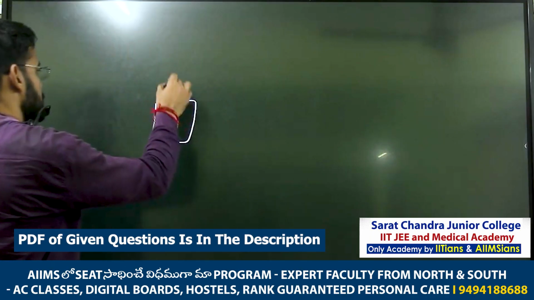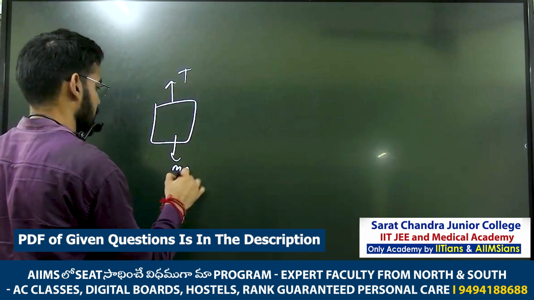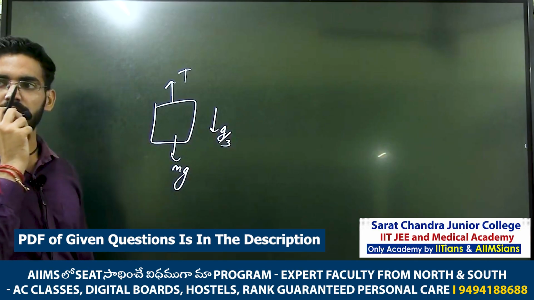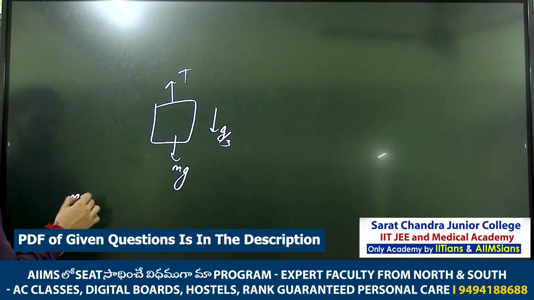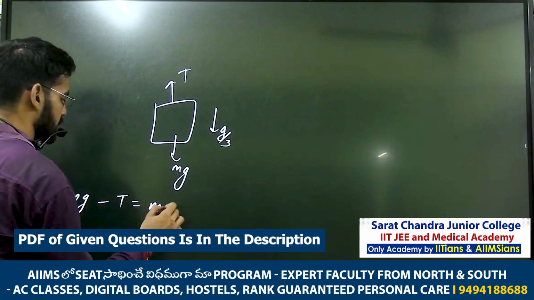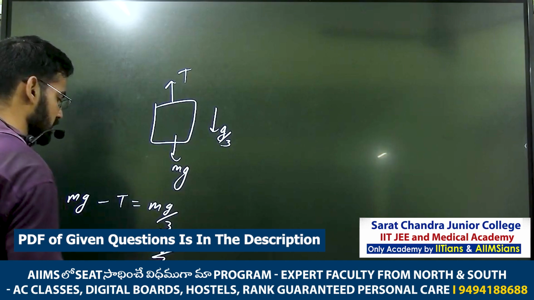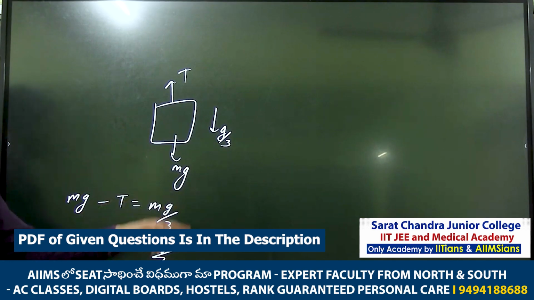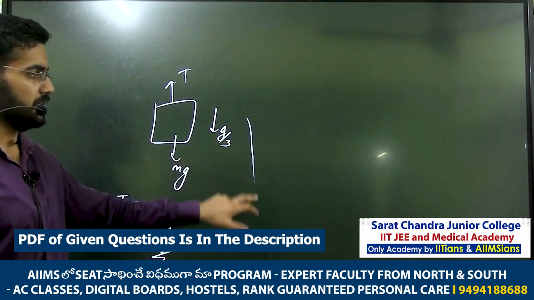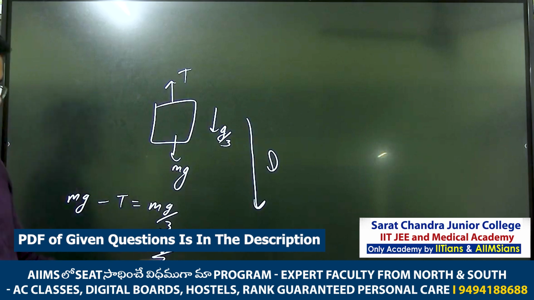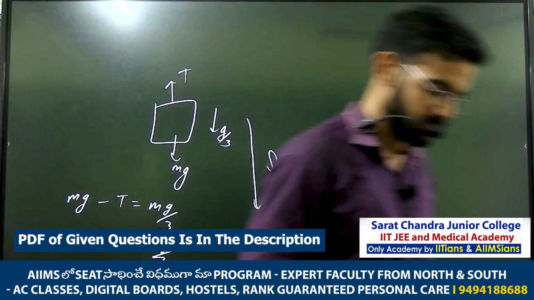So if you see here, tension T upward and mg downward, and going with what acceleration? g by 3. So net force equals mass into acceleration. We can say mg minus tension equals m into g by 3. Tension came 2mg by 3. Displacement is downward, d displacement, force is upward, so work done is negative. Force into displacement with a minus sign, cos 180, na? Displacement downward, force upward.